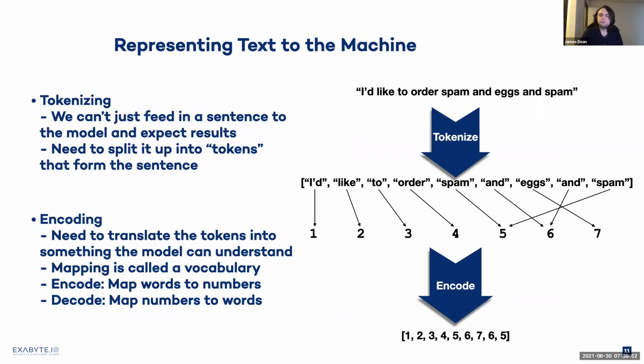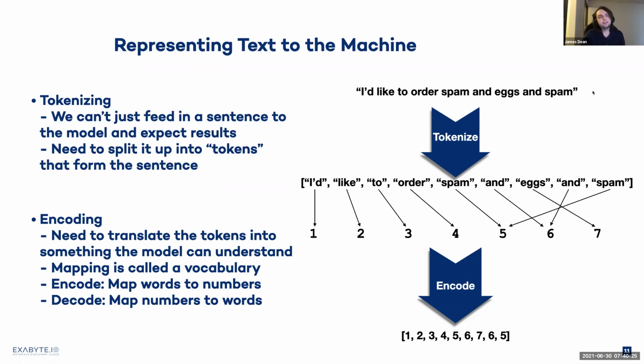But before we do that, for any of these techniques, usually we need to figure out how we want to represent text to the machine. And so, for example, let's say I had this sentence. Let's say I'm watching a lot of Monty Python, and I have the sentence, I'd like to order spam and eggs and spam. So I can't just feed this in to one of these generative models and expect good results. I need to tokenize this first. And so tokenization is splitting a sentence up into logical units of information that are displayed in a sequence.